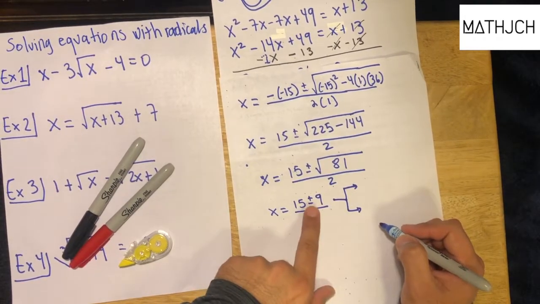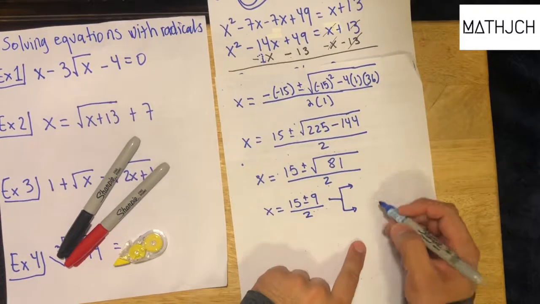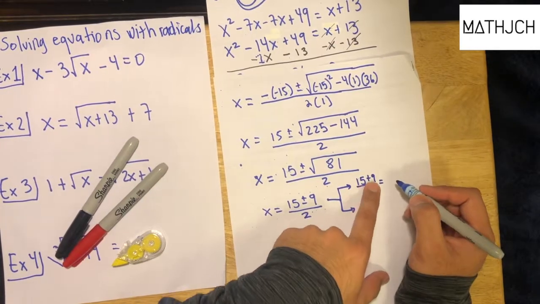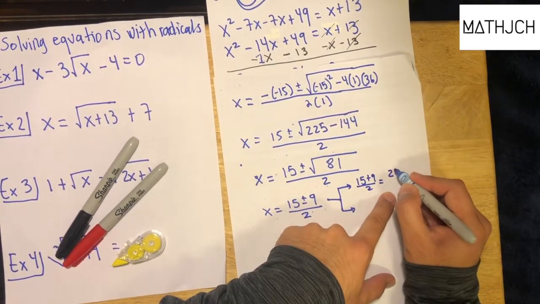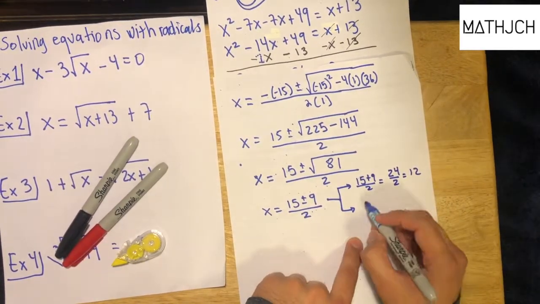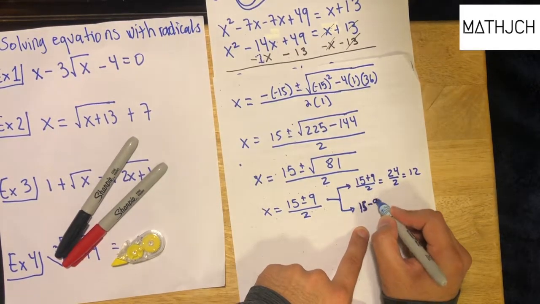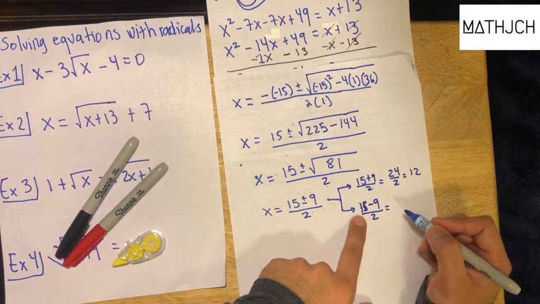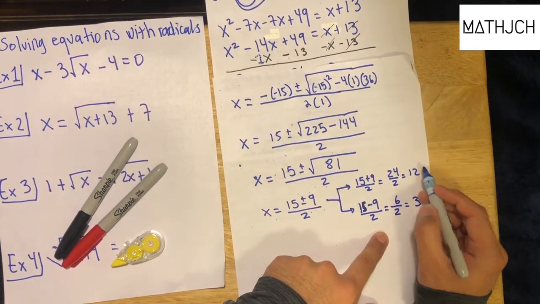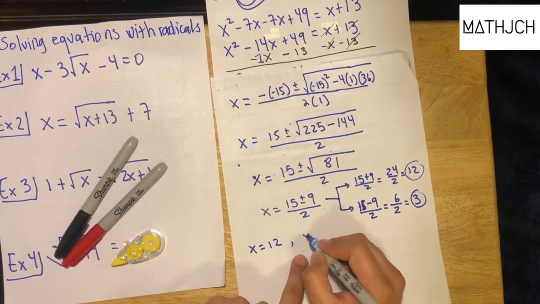Now notice, we're gonna have two different solutions, one with plus and the other one with minus. So let's do the first one, with plus. So we're gonna have 15 plus 9 divided by 2. So 15 plus 9 will give us 24 divided by 2, that will give us 12. And then the other one, 15 minus 9 divided by 2. 15 minus 9 will be 6, divided by 2, that will be 3. So these are our two solutions. So x equals 12 and x equals 3.